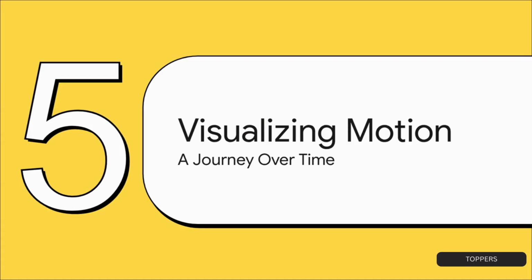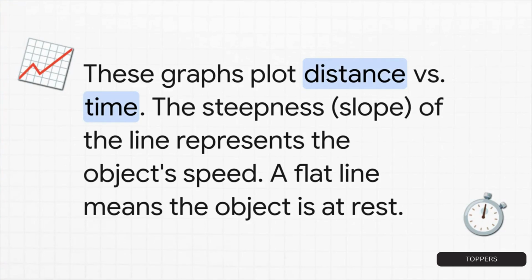Numbers and formulas are great, but sometimes the best way to really understand a journey is to just see a map of it. And that's where graphs come in. They give us this powerful visual story of an object's motion. On a distance time graph, you've got time along the bottom axis, and the distance from the starting point up the vertical axis. The steepness, or what we call the slope of the line, tells you the speed. So a really steep line means a high speed, while a completely flat horizontal line means the object has stopped. Time is passing, but its distance isn't changing at all.